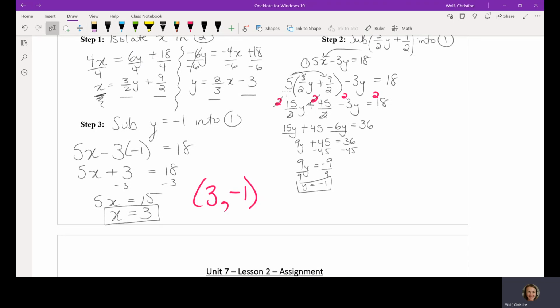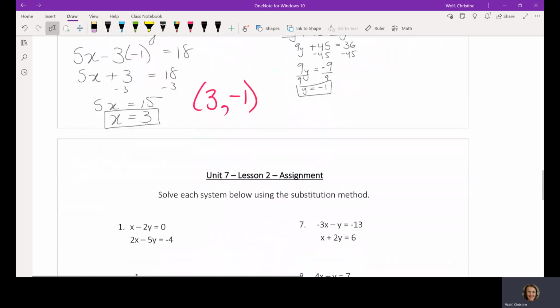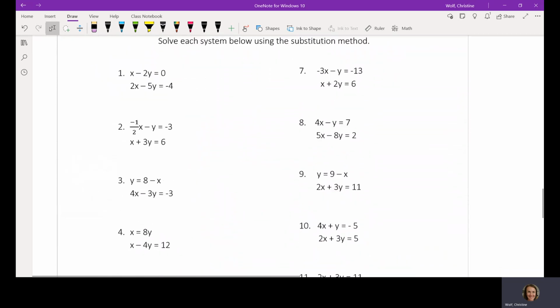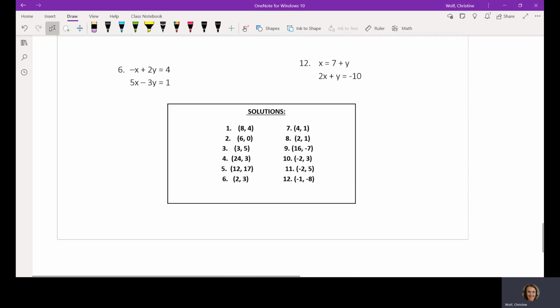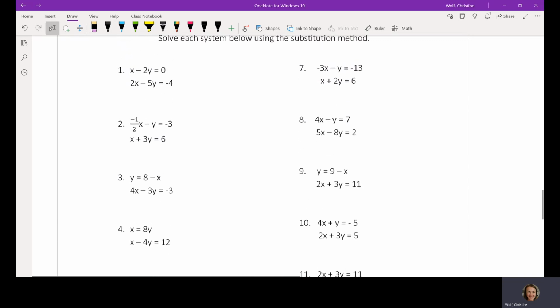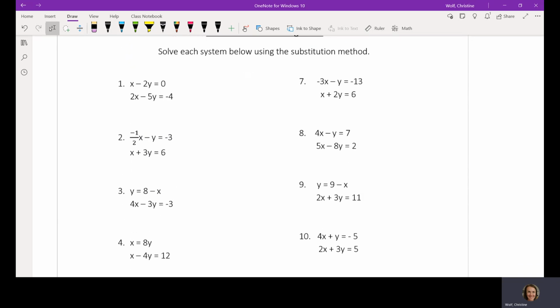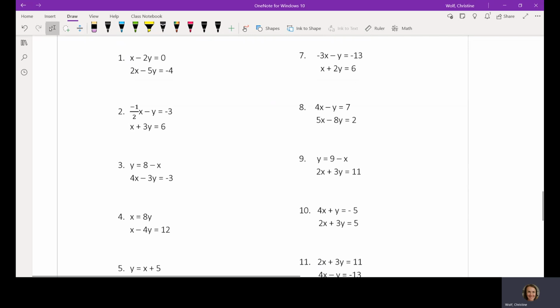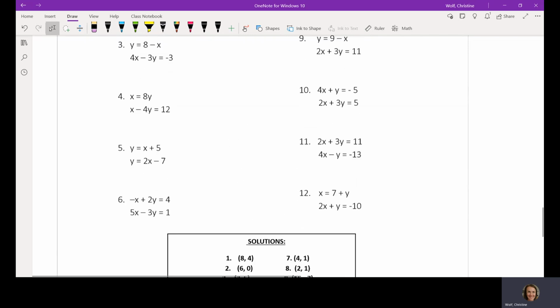All right? So to follow this, there's a worksheet here, and I gave this to most of you when you were in school last week, but if I missed you or you were gone, here it is. If you don't have a printer, that's fine. You can just write these down on a sheet of paper, and the solutions are at the bottom. Good luck.